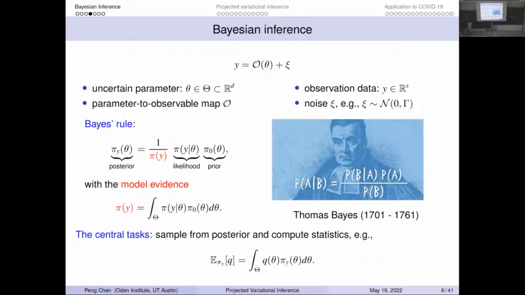The central tasks for Bayesian inference are to sample from the posterior, as Jacob just talked about, and also to compute some statistics, like an expectation of a quantity of interest Q with respect to the posterior distribution pi(y). Also, as Jacob mentioned, this model evidence or normalization constant is typically very challenging to compute. It could be high dimensional, and the posterior distribution, or essentially the likelihood function, could be quite complex to compute directly.